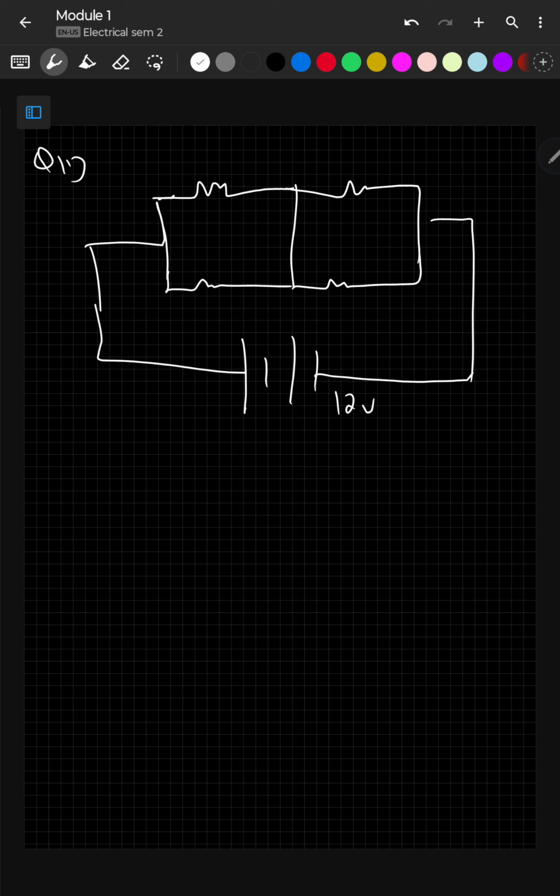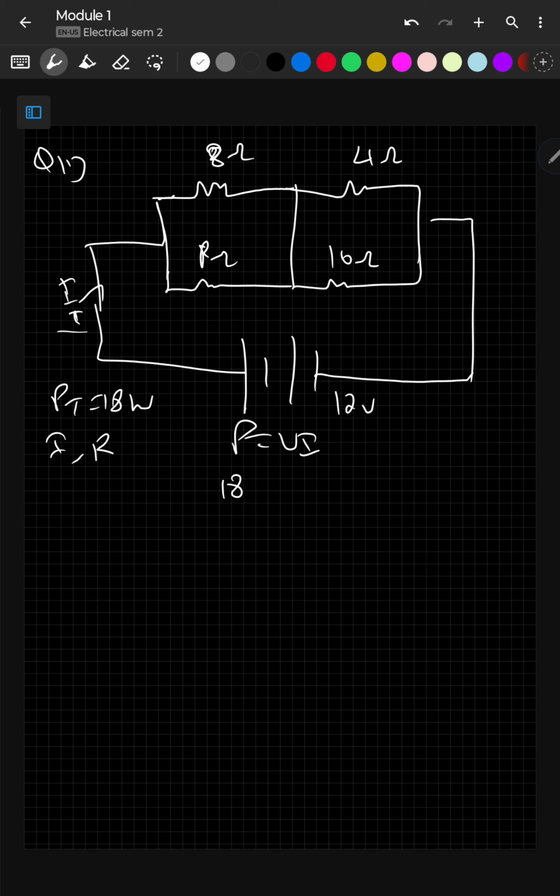This is 12 volts, 8 ohm, R ohm, 4 ohm, 16 ohm. Now, what should we find in this? Again, what is given is P total is 18 watts. We have to find I total and R value. Firstly, total I we can find directly because P equals VI. So, 18 equals 12 into I. 18 by 12, that is 1.5 ampere.